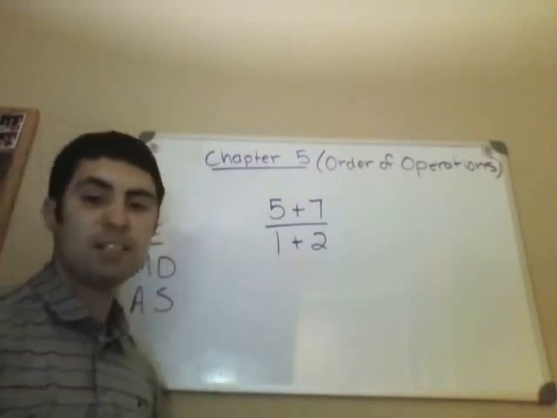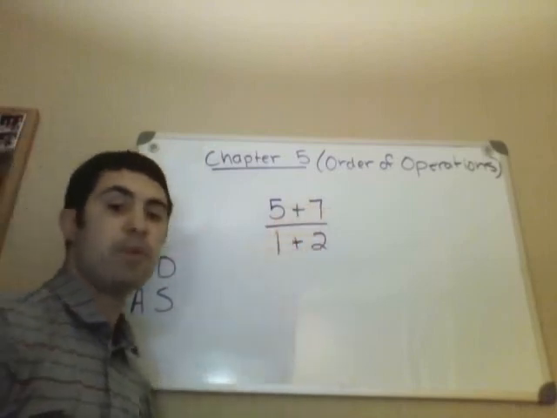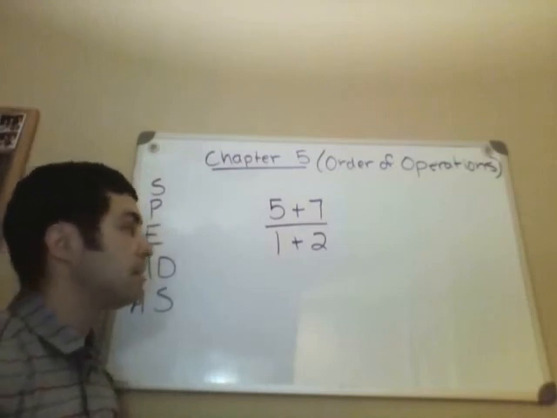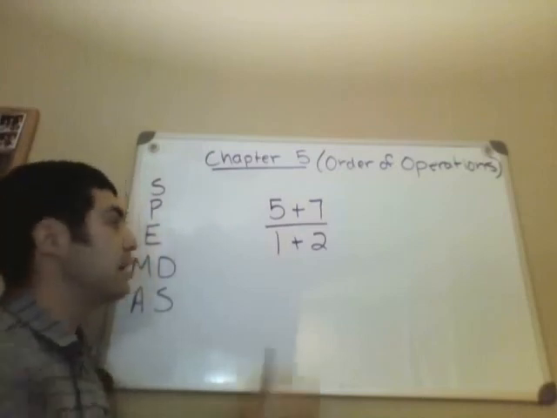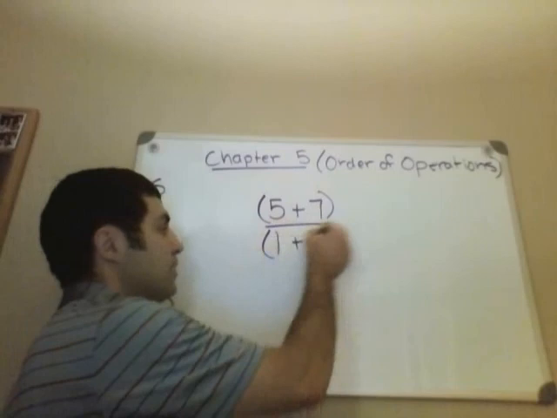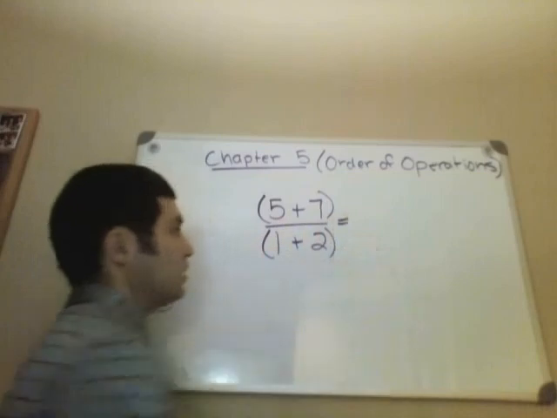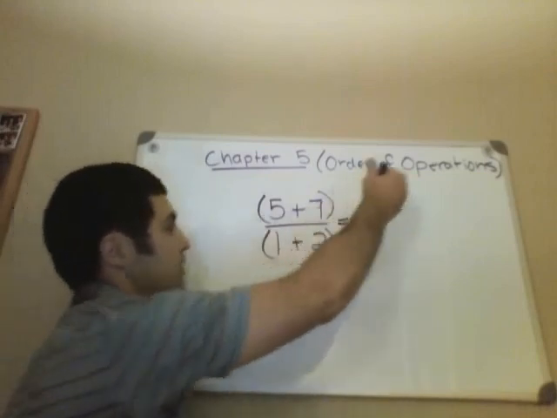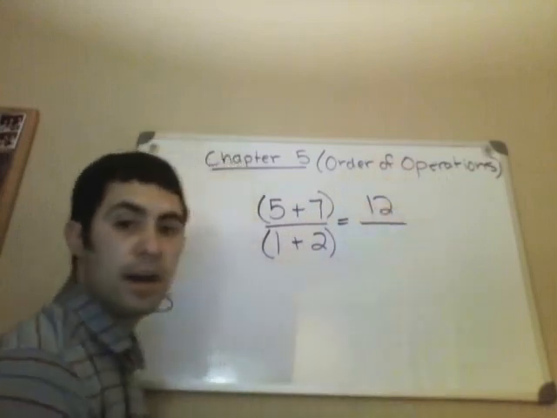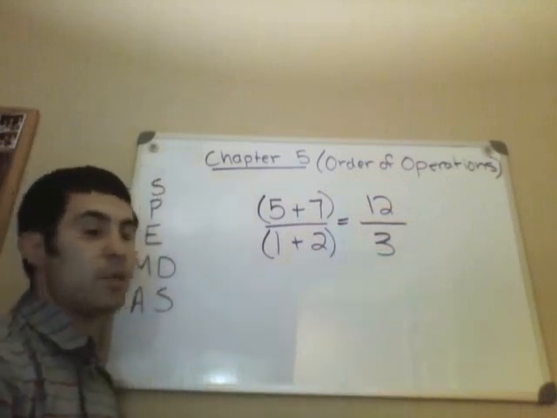Alright, this is an interesting fraction or division problem because it has addition signs, operational signs in the problem. When you have a problem like this, you're going to evaluate everything on top first, and then you're going to evaluate everything on the bottom second. You can work to the side for a little bit on this. So you're going to evaluate the top first. 5 plus 7 is going to be 12. Here's your fraction bar. And then 1 plus 2 is 3. Now we have a division problem we can work with.